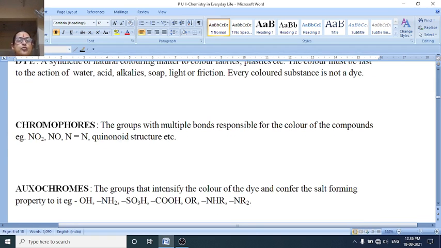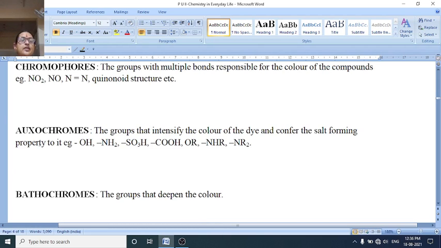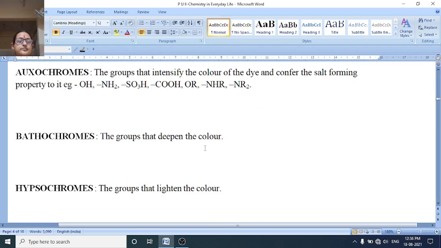Next is chromophores, the group with multiple bonds responsible for the color of the compound. For example, we can take it as NO2, NO, then N2. These structures are quinoid structures. Next is auxochromes, the group that intensifies the color of the dye and confers the salt forming property. The groups are OH, NH2, SO3H, COOH.